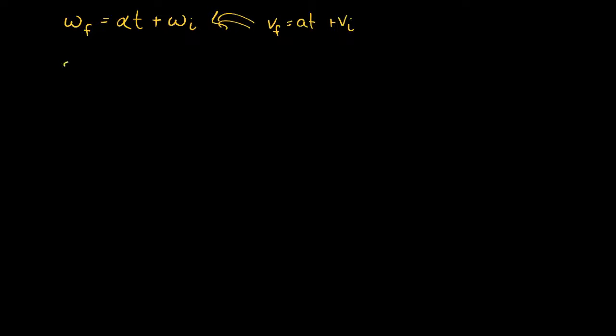So 2.1 equals alpha times 10 plus 0. I took the stuff from the three pieces I knew, plugged it in for each of the things that I was missing, and then I just had to find alpha. So divide both sides by 10, and the answer will be in radians per second squared.